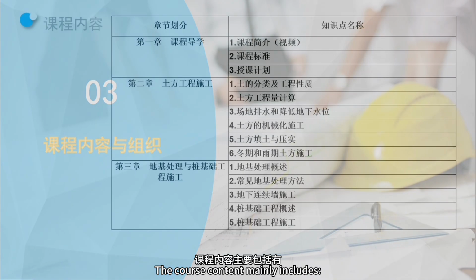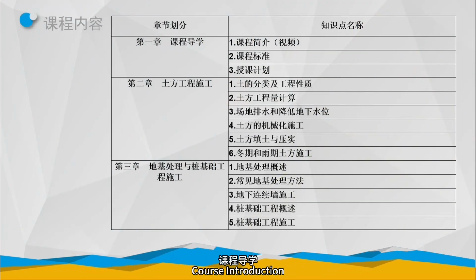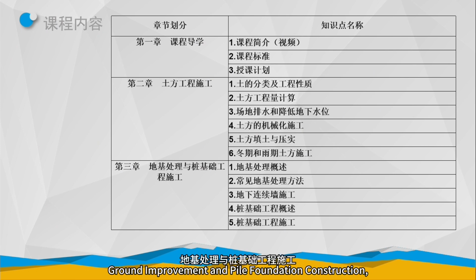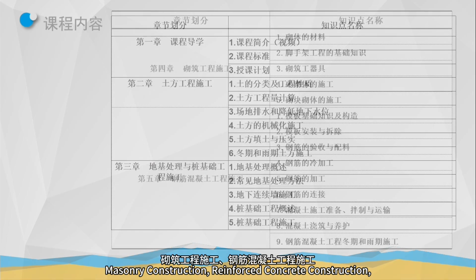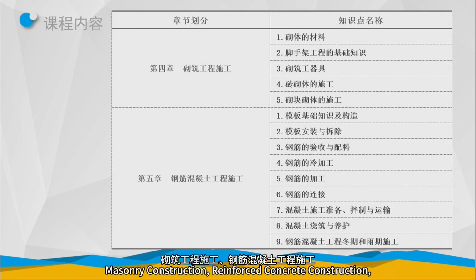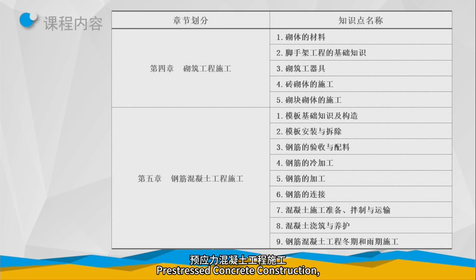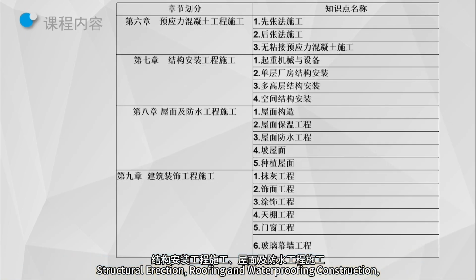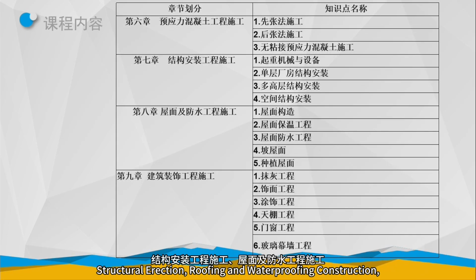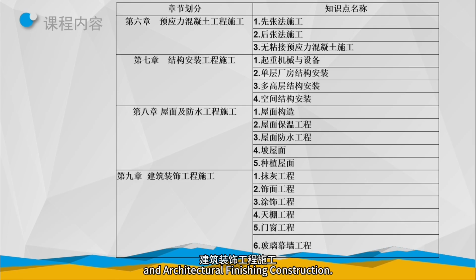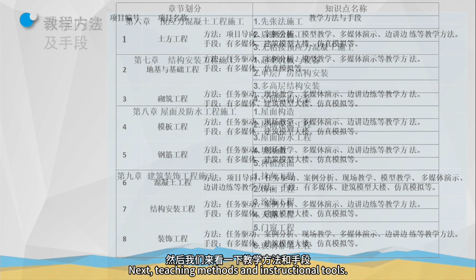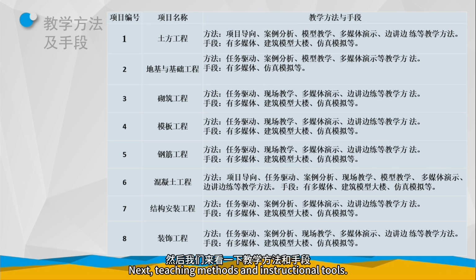The course content mainly includes course introduction, civil engineering construction, ground improvement, and pile foundation construction, masonry construction, reinforced concrete construction, prestressed concrete construction, structural erection, roofing and waterproofing construction, and architectural finishing construction. There are 9 chapters in total, covering more than 40 key knowledge points. Next, teaching methods and instructional tools.